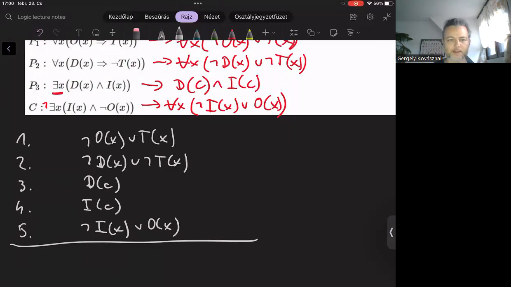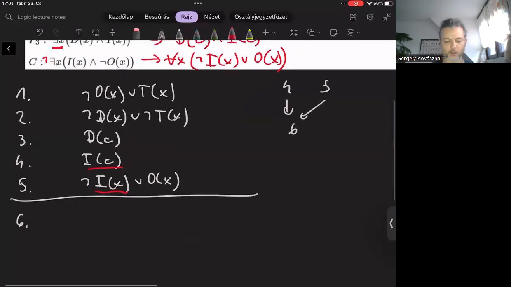Of course there are different ways to do it, but now I will pick 2 clauses, clause number 4 and 5, and generate a new clause. As you can see, in clauses 4 and 5, you can find I of C and I of X. They are not the same. However, we can and we should unify those two atoms, and of course they can be unified. The unifier is X substituted with C. This is the unifier we need.